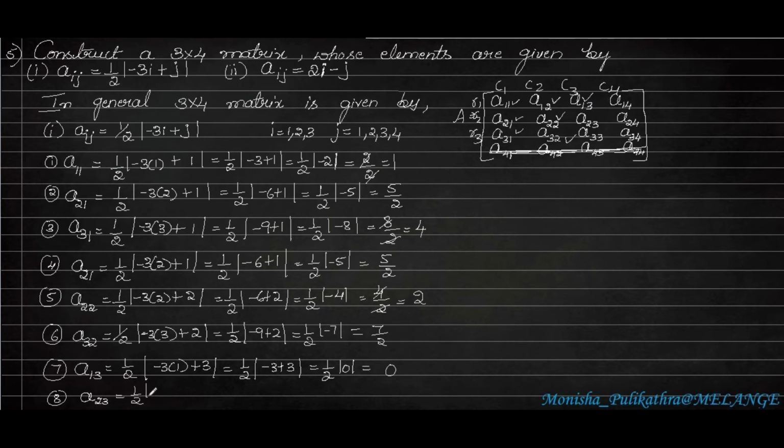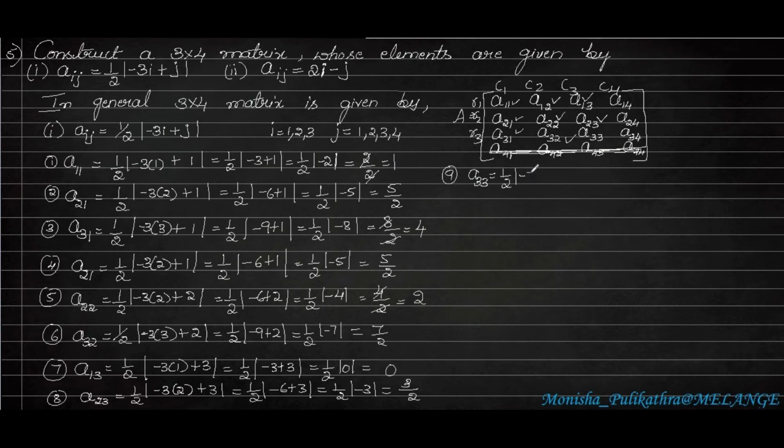So half, i is 2 and j is 3. Half times (-3 × 2 + 3), so minus 6 plus 3, which is equal to half times -3. So when you take out the sign, it will become positive, that is 3 by 2. So A23 is finished. So next one, A33.